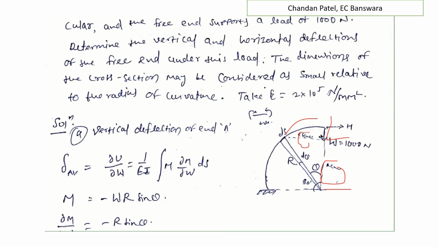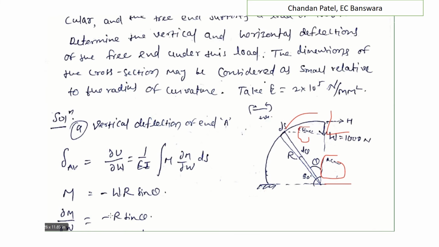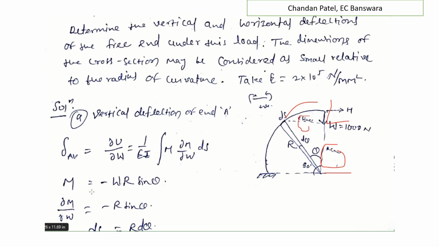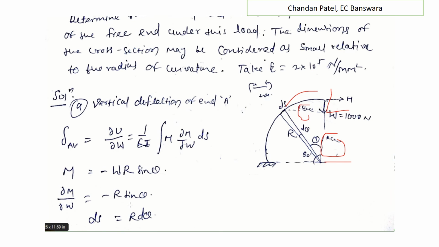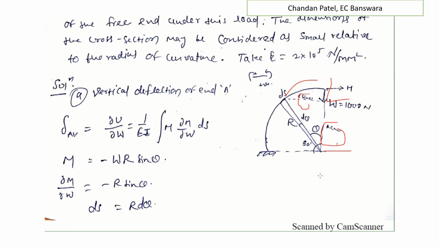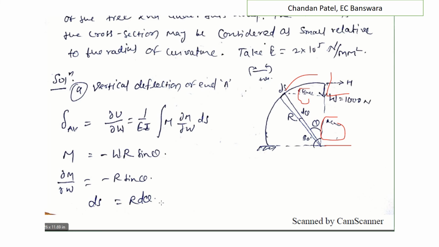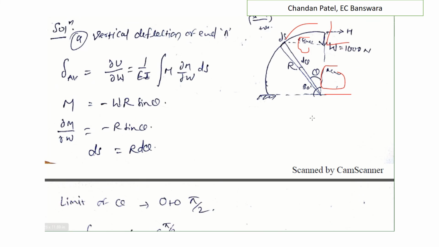So M equals load into perpendicular distance, W into r sin theta, which is clockwise, and as we go from right to left, it is negative: minus W r sin theta. Differentiating with respect to W, we get minus r sin theta. And ds equals r d theta, since arc length is radius into angle. The limit goes from 0 to pi by 2 in a quadrant.